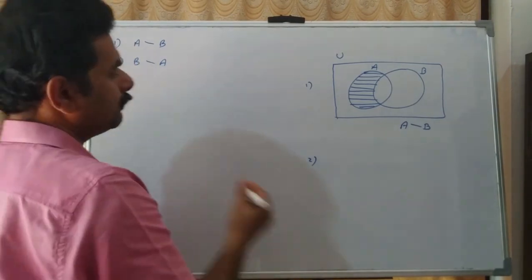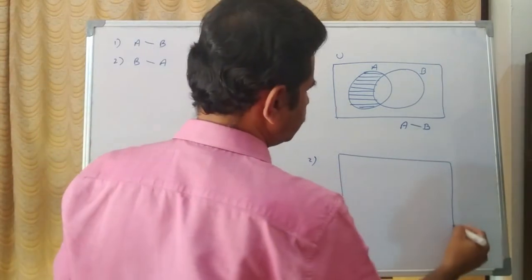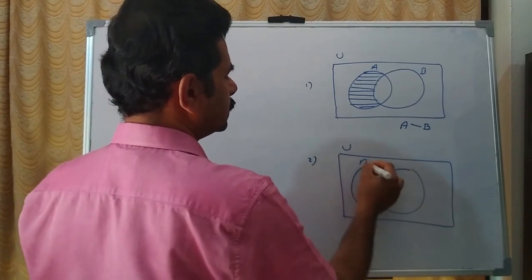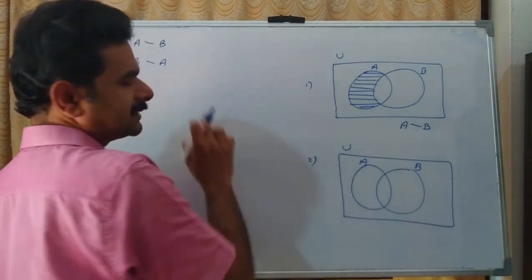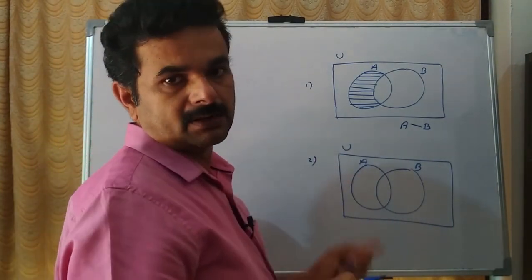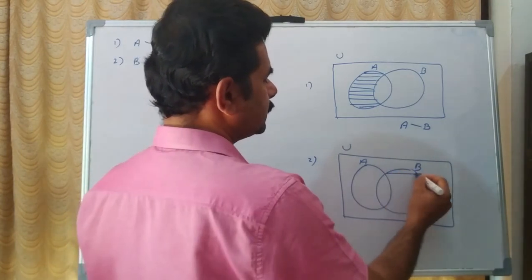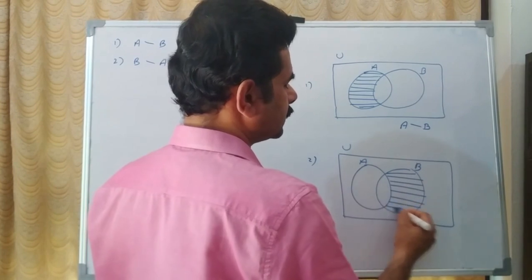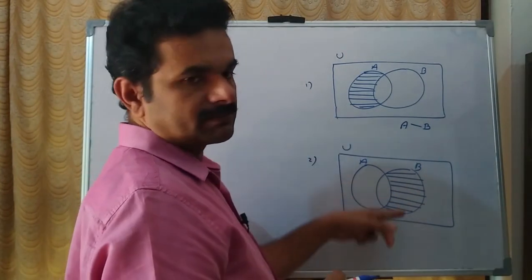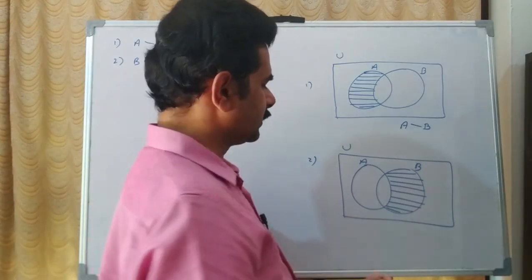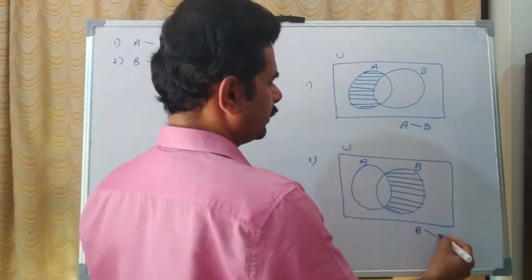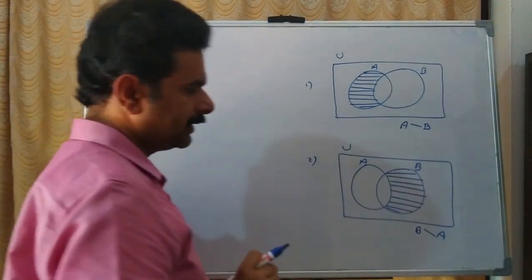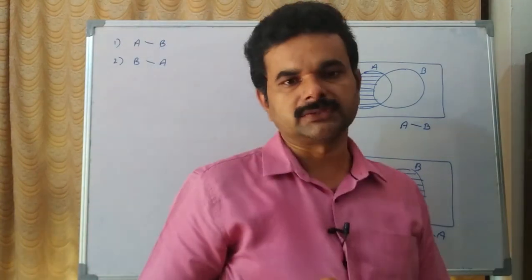Similarly, this is the first question. What is the second one? B difference A. A and B are two sets. B difference A means set of all elements in B but not in A. Clear? It is very simple. So A difference B and B difference A are drawn by using Venn diagram.